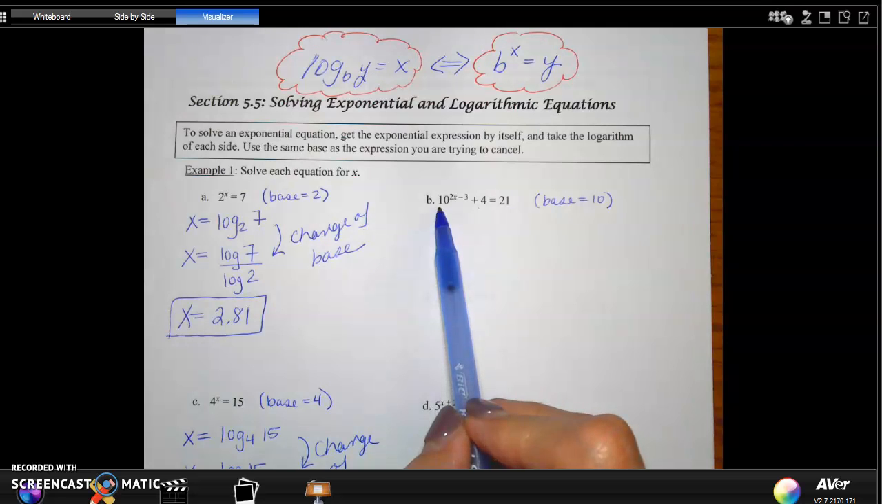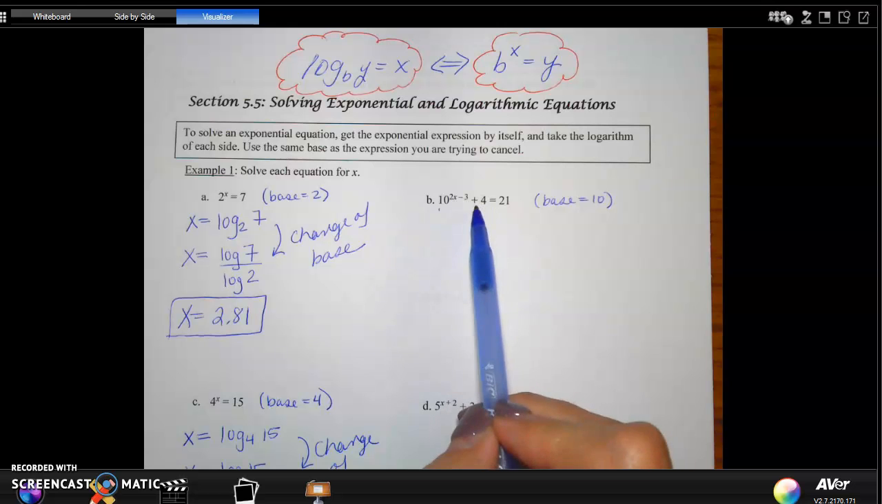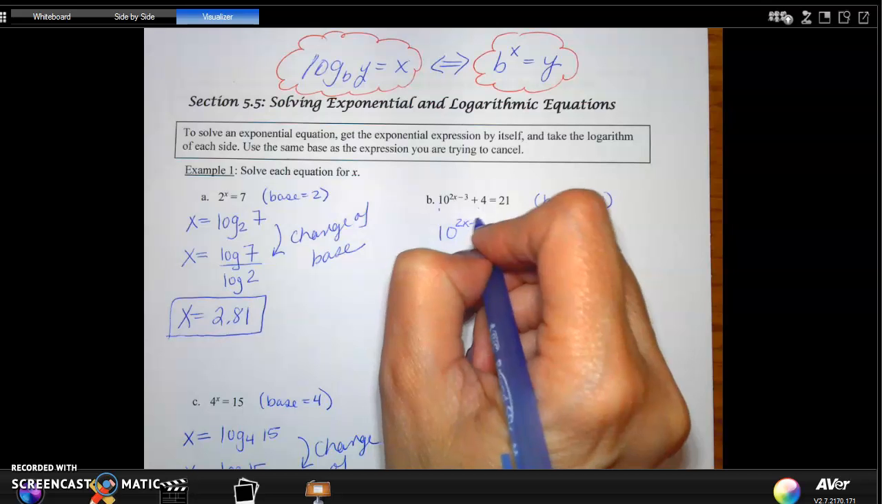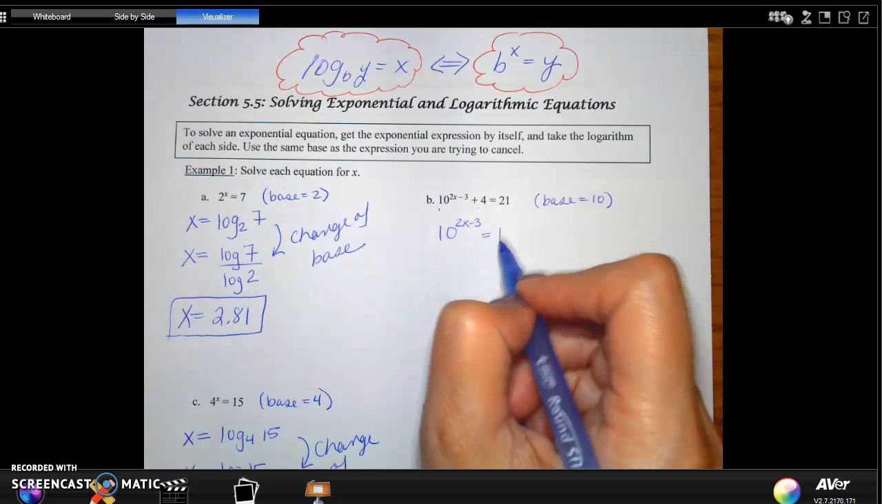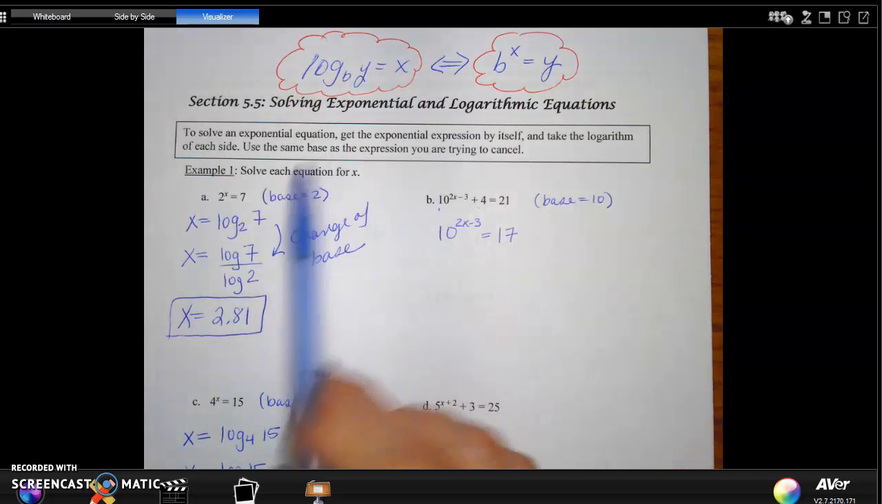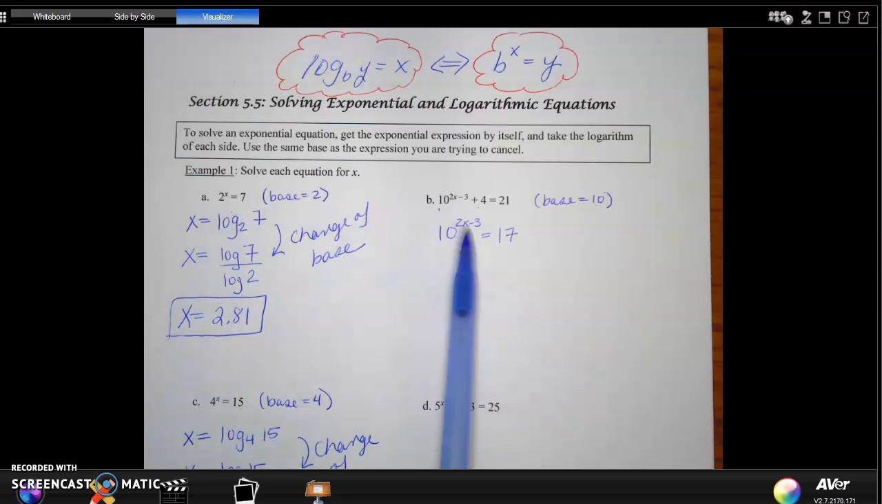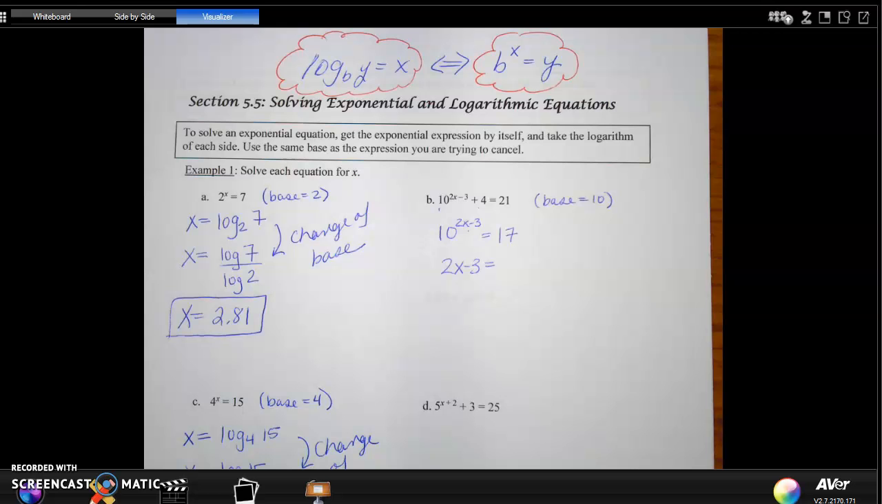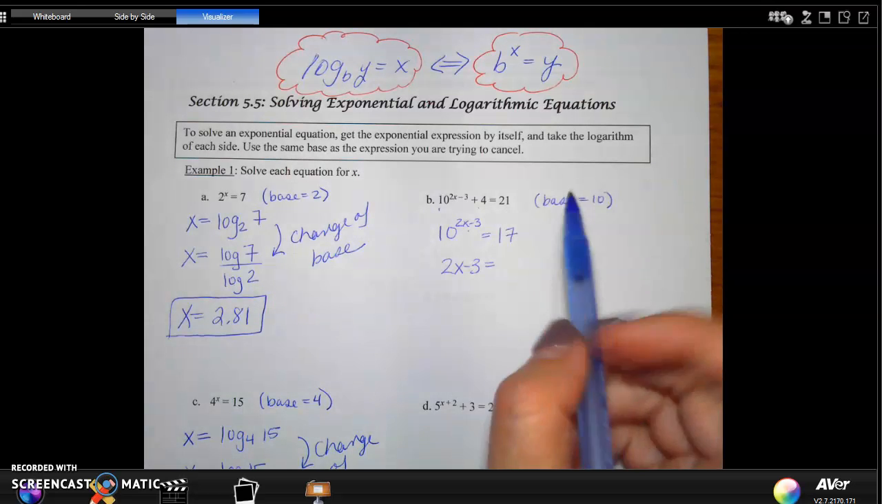So the first thing we're going to do is move this 4 to the other side using subtraction. So we're going to leave this as 10 to the 2x minus 3 equals 17, because 21 minus 4 is 17. And then we're kind of looking similar to how we looked over here. So again, your exponent always comes down by itself. That's kind of your answer to the problem. And then you're going to write just like this.